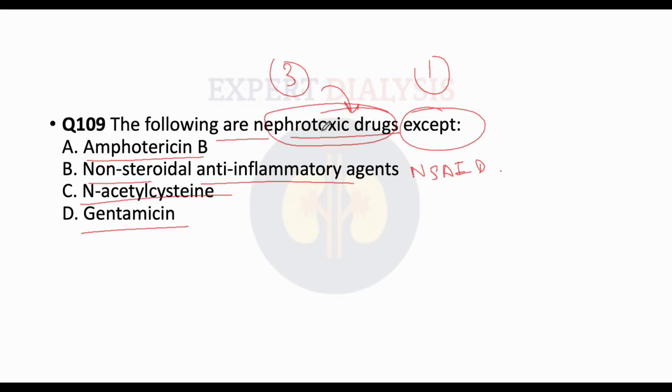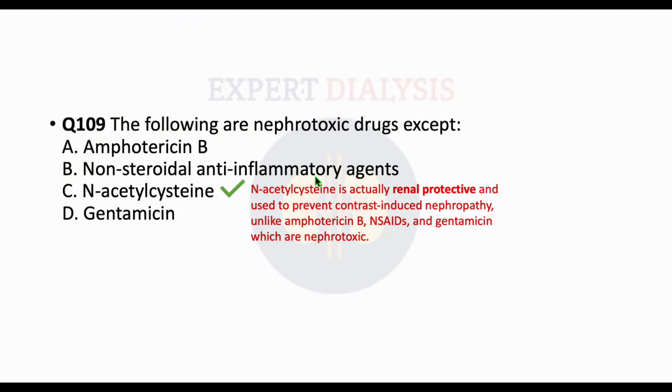So I will suggest you to make one list of nephrotoxic drugs which are commonly seen in dialysis and transplant. That is going to help you, and remember that particular list. So in case you encounter such type of question in your examination, you will be aware of all the names of drugs. So here the right answer will be N-acetylcysteine, because N-acetylcysteine is actually renal protective and is used to prevent contrast induced nephropathy. Unlike amphotericin B, NSAIDs and gentamicin, all these three are nephrotoxic.